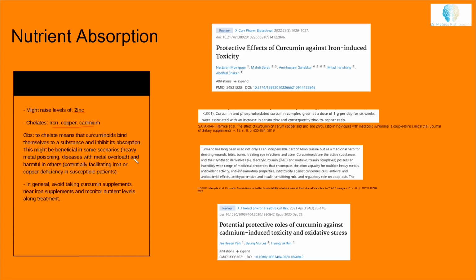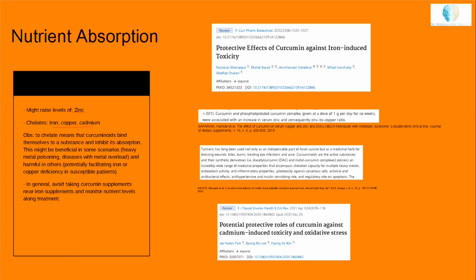And this chelation effect might be beneficial in these scenarios. But in other scenarios, this effect might be harmful. For example, it might facilitate iron or copper deficiency in susceptible patients. For example, women are more susceptible to iron deficiency. Iron deficiency is not a rare thing to happen overall, especially in women because of menstrual bleeding over life. It increases the risk of iron deficiency.